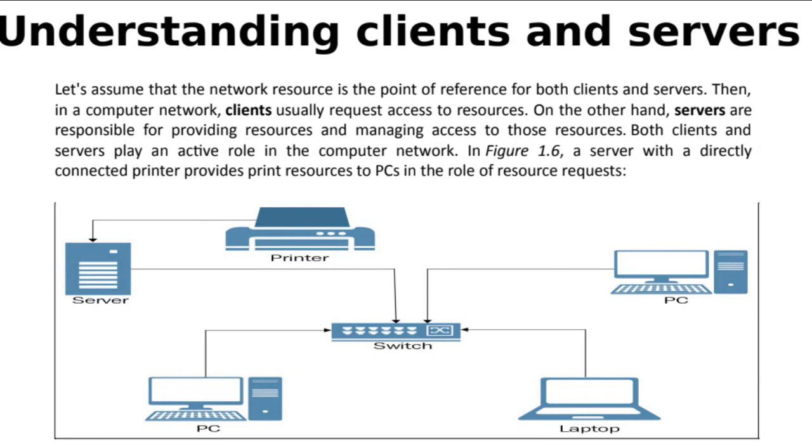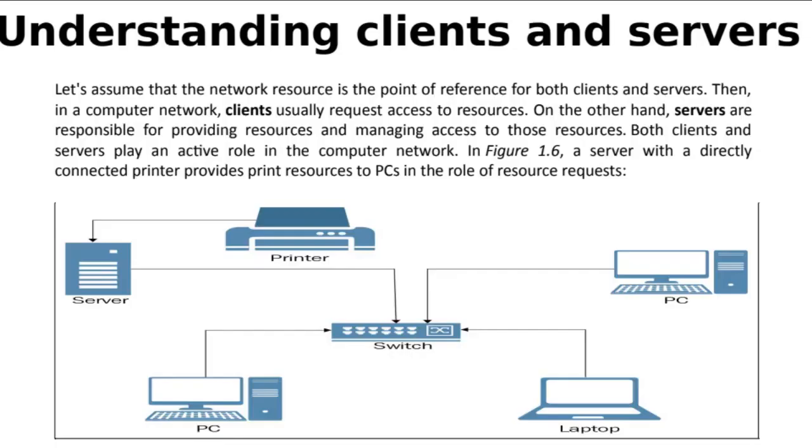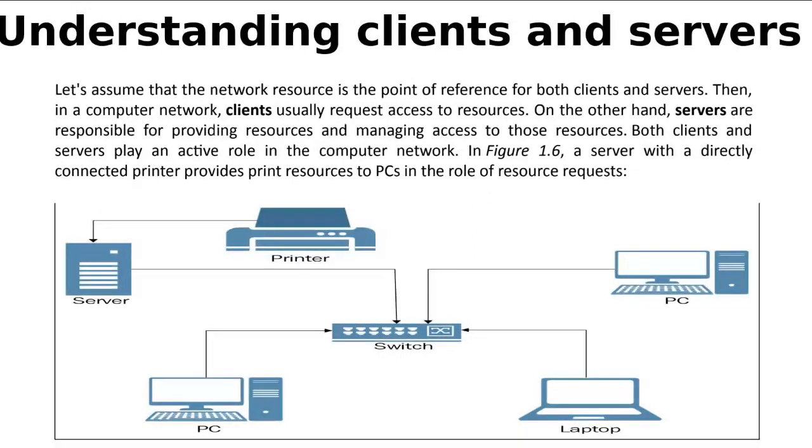Both clients and servers play an active role in the computer network. Here we can see this in the figure. You have one computer and one printer directly connected to the server, and the server will provide this resource to the clients, or will share this resource with the clients.